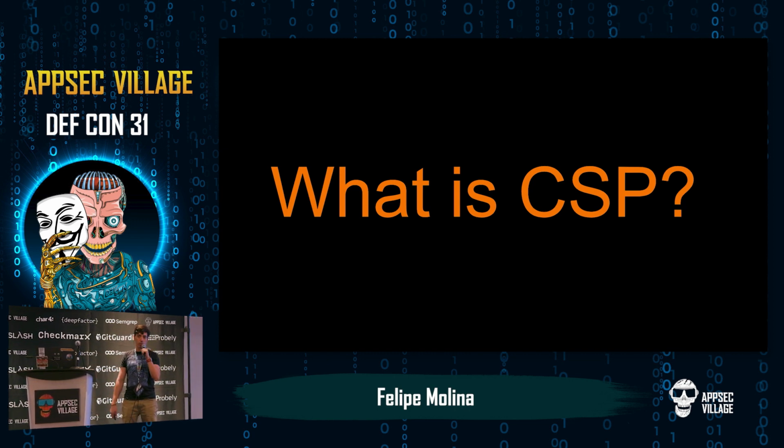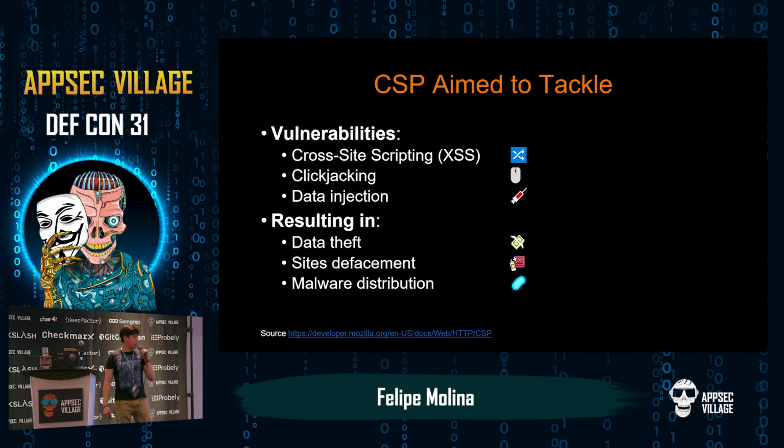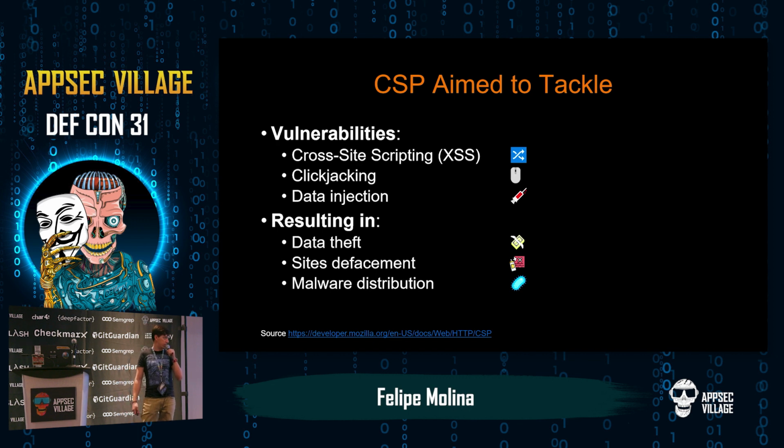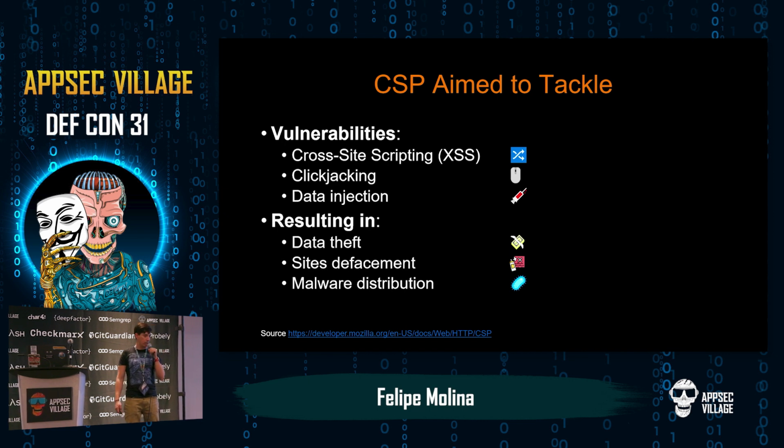Defined verbatim from the mozilla.org site, it's another layer of security to detect and mitigate injection attacks, more so if it's cross-site scripting. So now that we know what it is, this was the aim of CSP, to tackle and prevent cross-site scripting, clickjacking, data injection, and many others that are not listed here. And those could result in very ugly impacts, such as data theft, site defacement, malware distribution. Very, very bad things could happen if you don't protect against that.